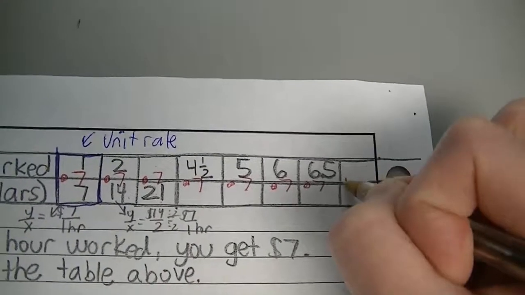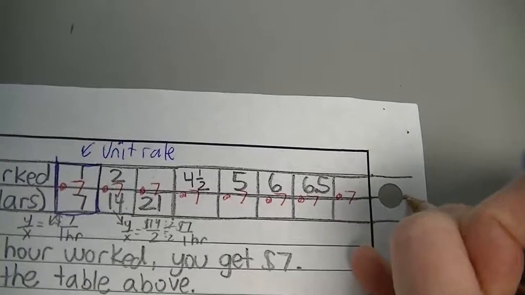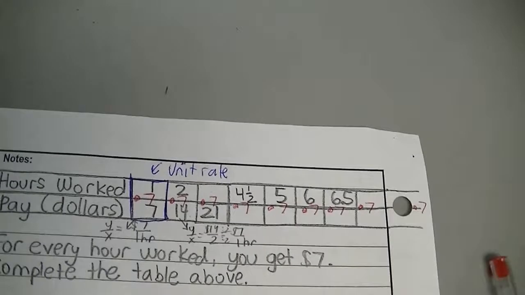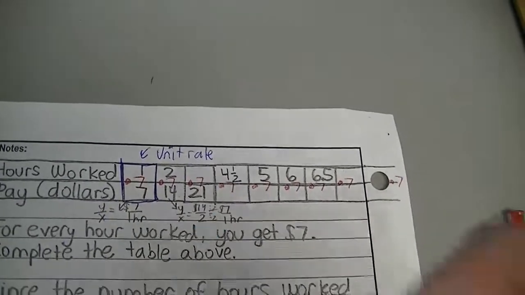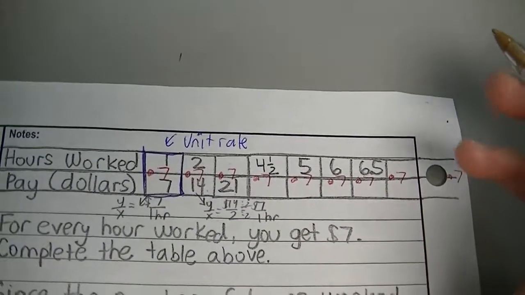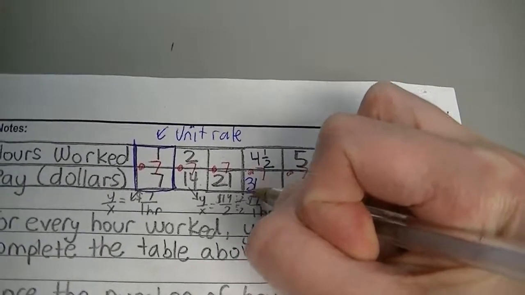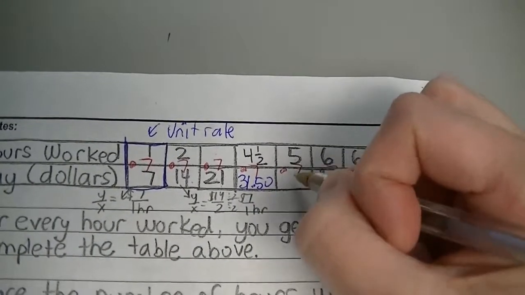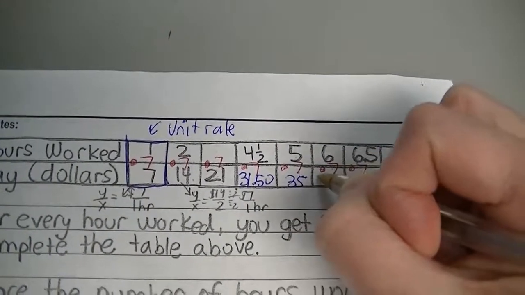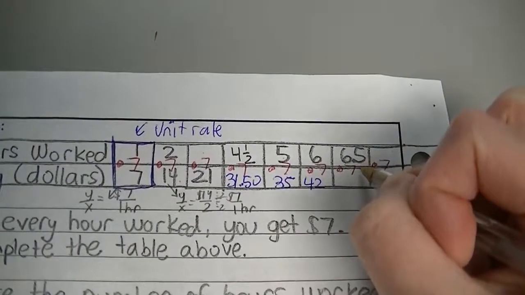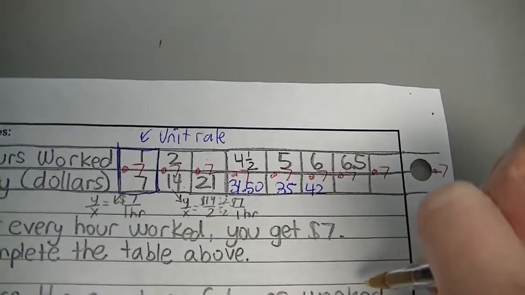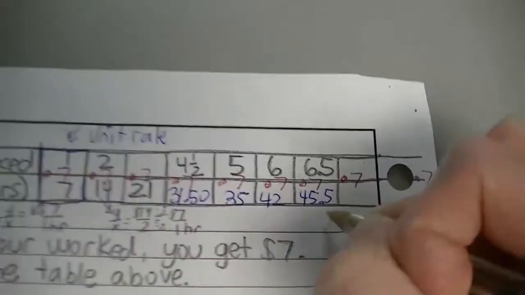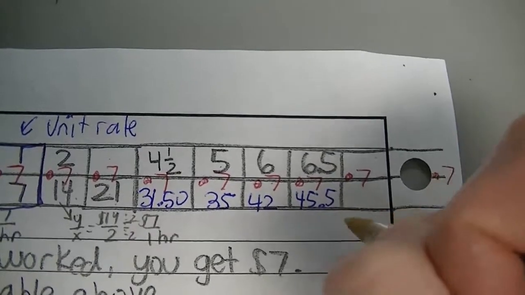Oh, and it looks like there's some blanks right there. So multiplying by 7, multiplying by 7, okay? So 4.5 times 7, go ahead and figure that out. 4.5 times 7, and you get $31.50. So if you work 4.5 hours, you get $31.50. 5 times 7 is 35. 6 times 7 is 42. Ooh, what's 6.5 times 7? Go ahead and figure that one out. Okay, it's $45.50. I'm just going to put 45.5, same thing, just because there's not enough room.